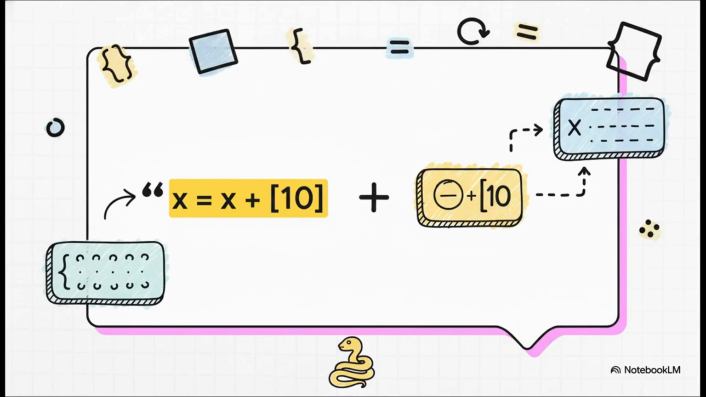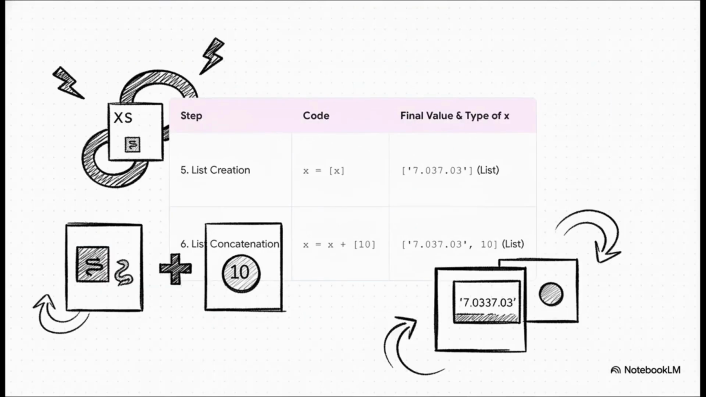Okay, we are at the very last step. We're taking our new list, x, and we're using that plus operator again. This time, we're adding it to another list, a brand new one that just has the integer 10 inside it. And for our final trick, we see that the plus operator behaves with lists almost exactly like it does with strings. It doesn't do addition, it does concatenation. It just joins the two lists together. So our first list gets combined with the second list, giving us our final result, one single list that now has two different things inside it.